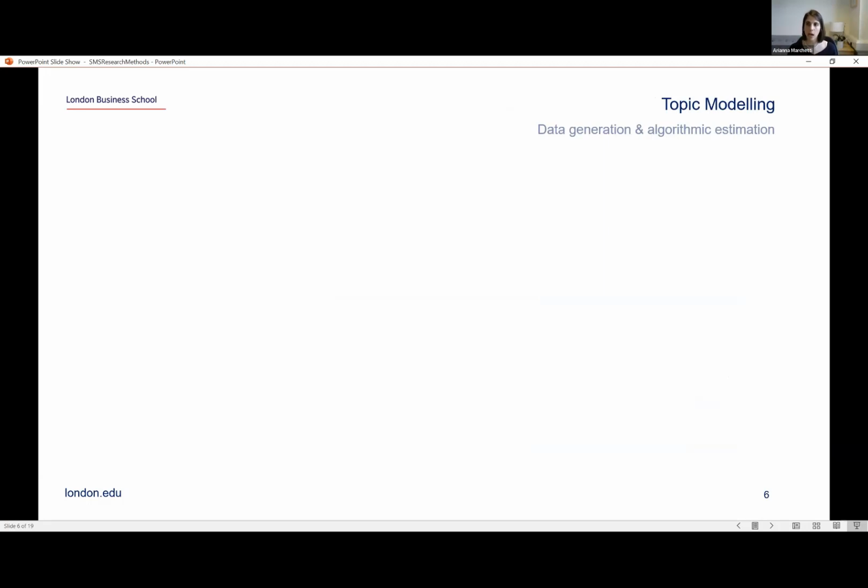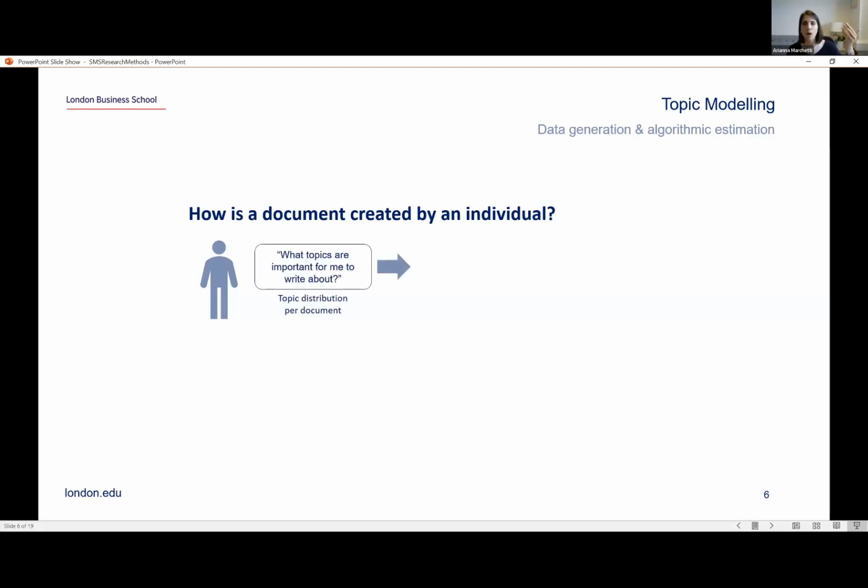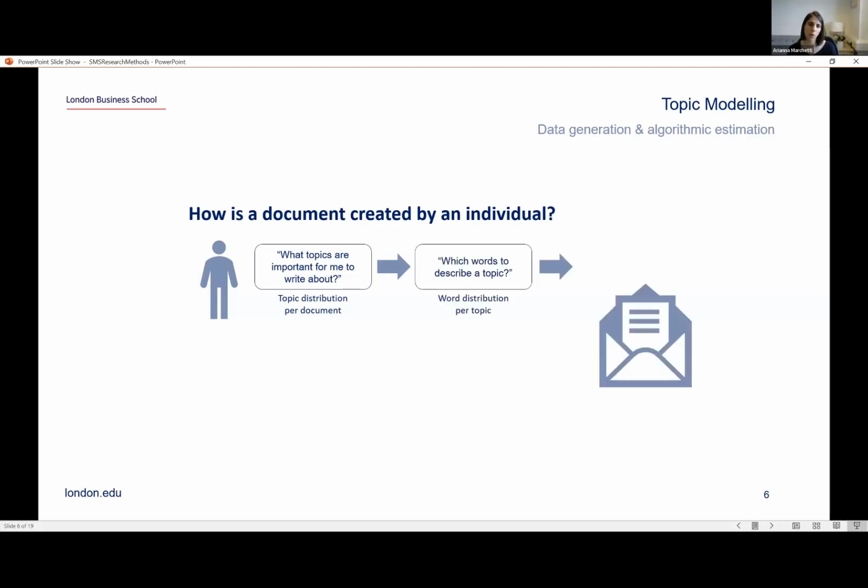So I'll quickly show you how the data generation process works to help you understand how topic modeling can help me reverse engineer this mental process. So let's say a person goes online and they want to write a review about their firm. The first question they would ask themselves is, okay, what are the topics when I think about my organization that really matters to me and I want to share with the audience online? And the second question is, okay, once I have identified the topics that matter to me, what are the words that I want to use to describe each of these topics? And then the person posts the review online.